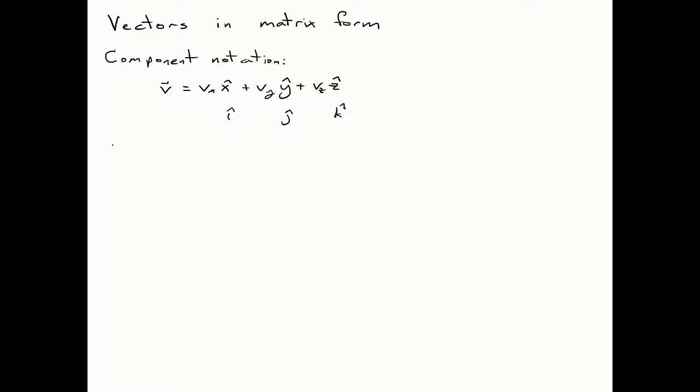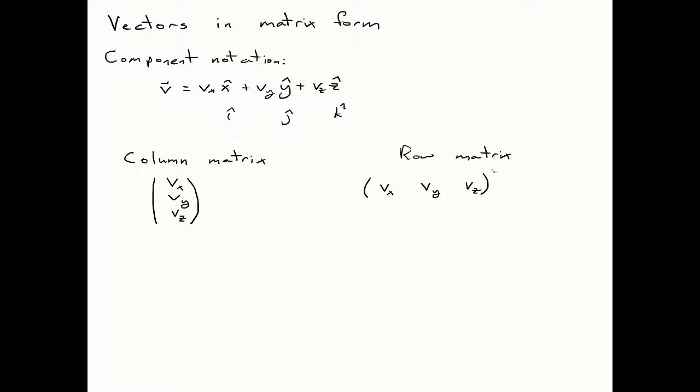So we can write a vector as either a column matrix or a row matrix, and which one you choose depends on what you are doing. So when you write a vector as a column matrix, you write the x component, y component, and z component like this. When you're doing a row matrix, you write the x component, y component, and z component like this.